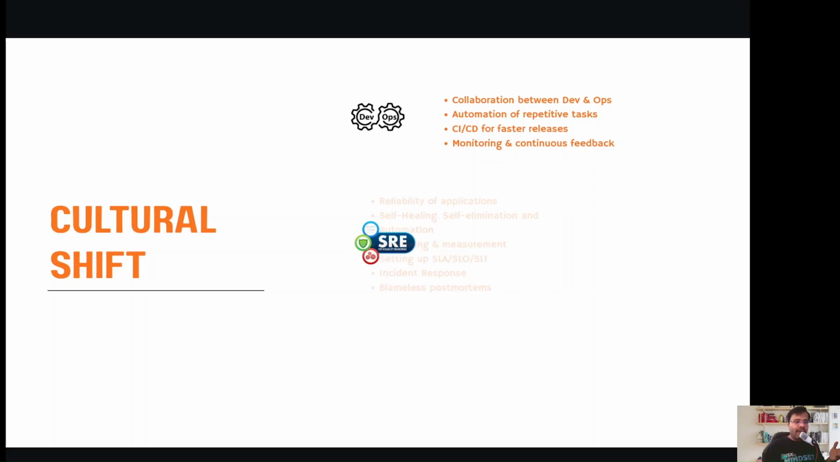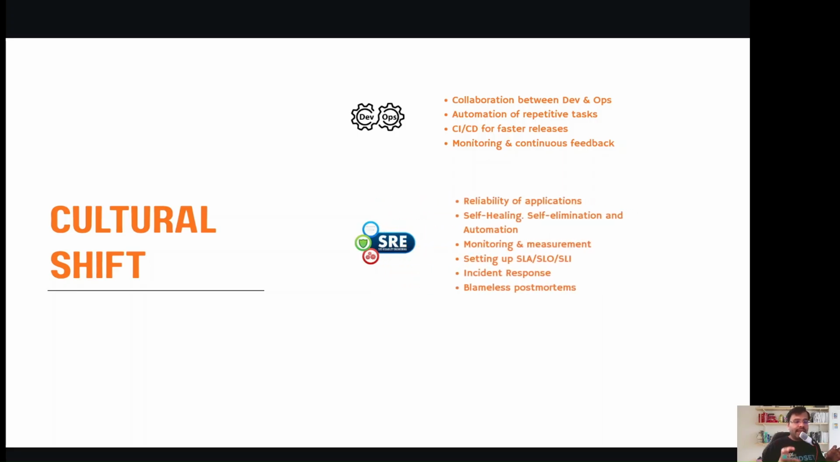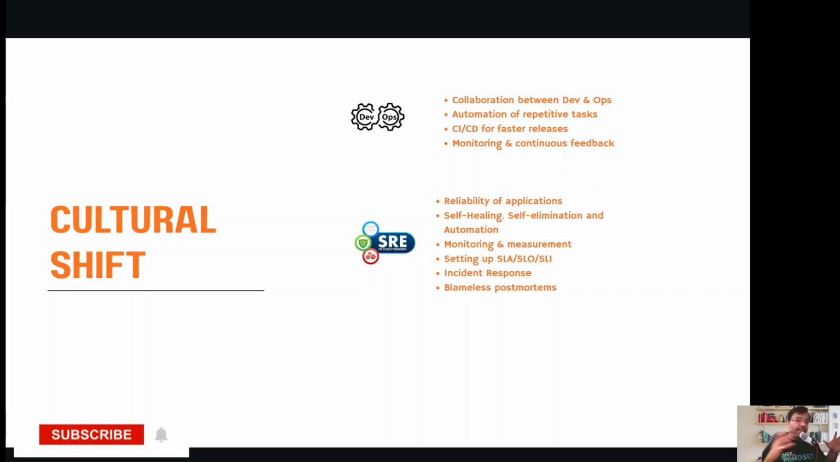Right, let's talk about SRE. The SRE is basically about making sure your applications are reliable and up and running 24 by 7. The SRE also has a goal of automation, and it is done through different transformation levers, which can be self-healing, self-elimination and automation. The SRE also focuses on setting up the SLA, SLO, and SLI. And this is achieved, again, by collaborating with the different development teams or different internal teams within your organization.